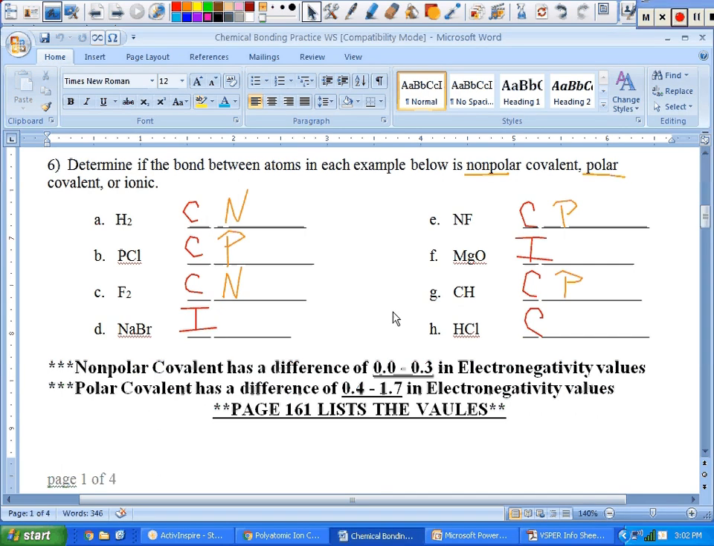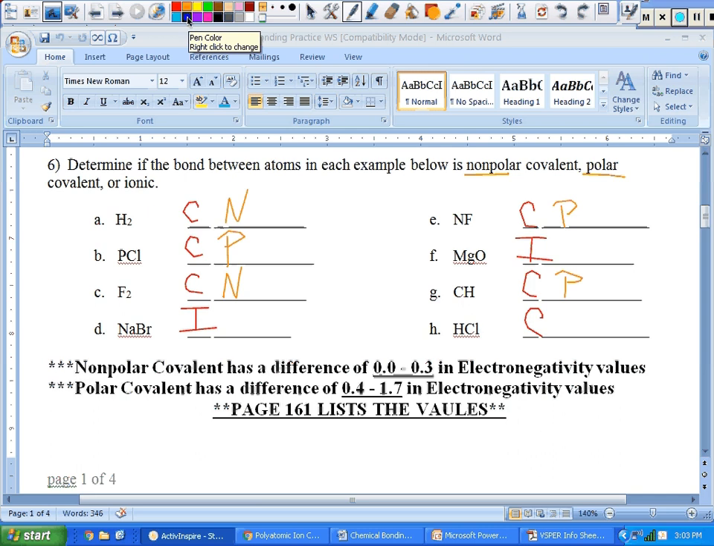HCl, who's stronger? Cl, and so what would the difference be? Polar. Now, I know that chlorine is 3.0 and hydrogen is 2.1. So what's the difference there? 0.9, right? So where would that fall? That would fall under polar. So again, the math proves it, and I just happen to have those numbers memorized because I've done this enough.